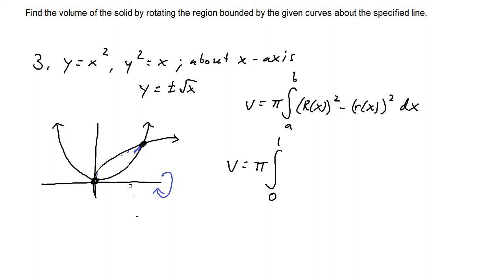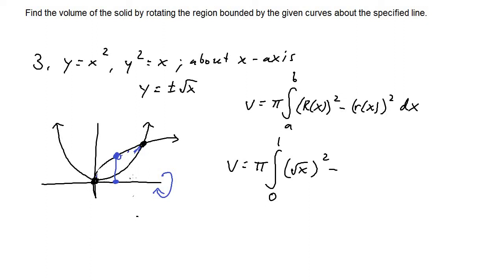We have to start from the axis of rotation, which is obviously the x-axis, and we go to the outermost curve. In this case, the distance between the axis of rotation and the outermost curve is just the outer curve, which is y equals not plus or minus square root of x, but just positive square root of x. So our outermost curve, R of x, is square root of x. So we take square root of x squared, and then minus the inner radius squared.